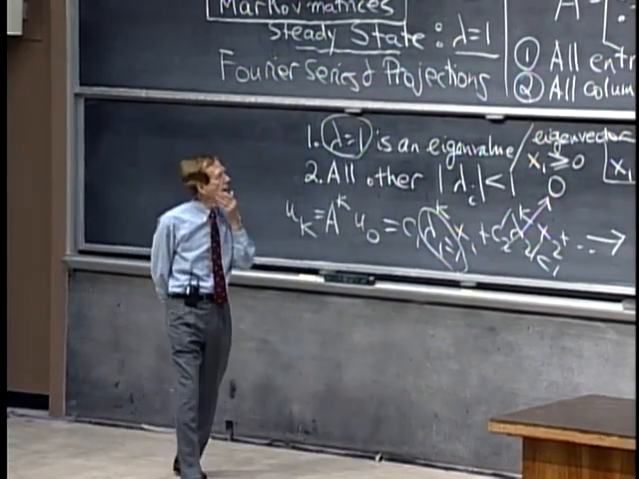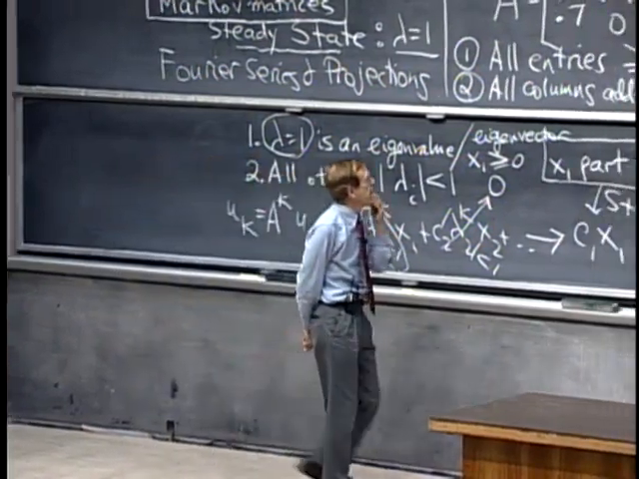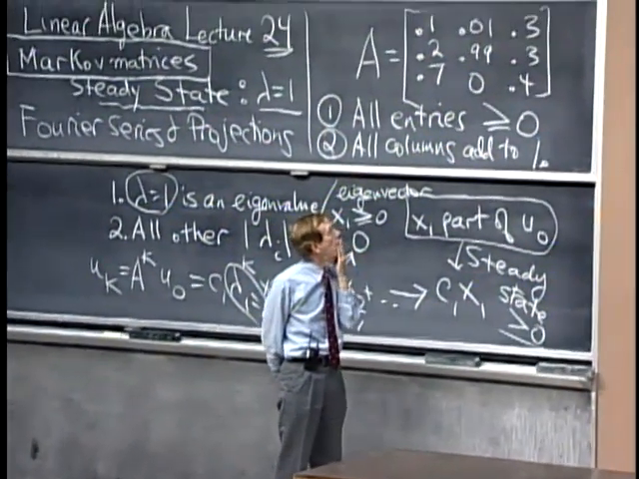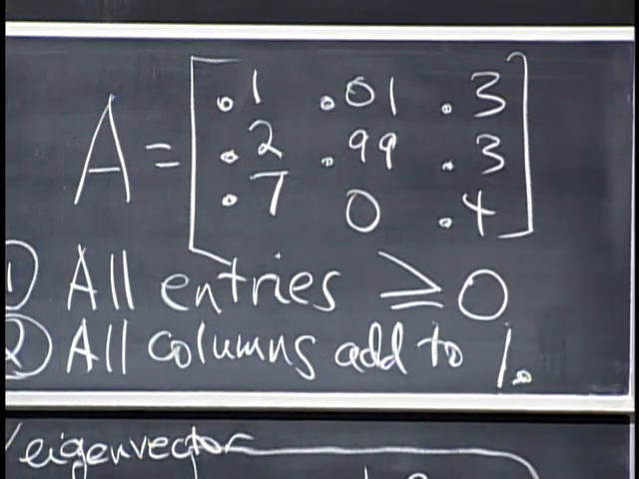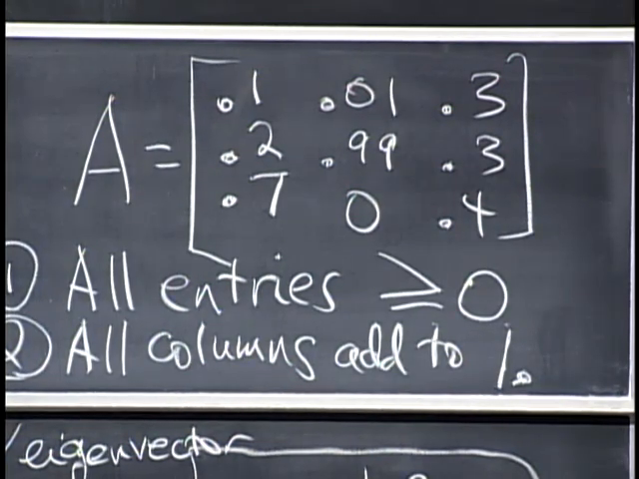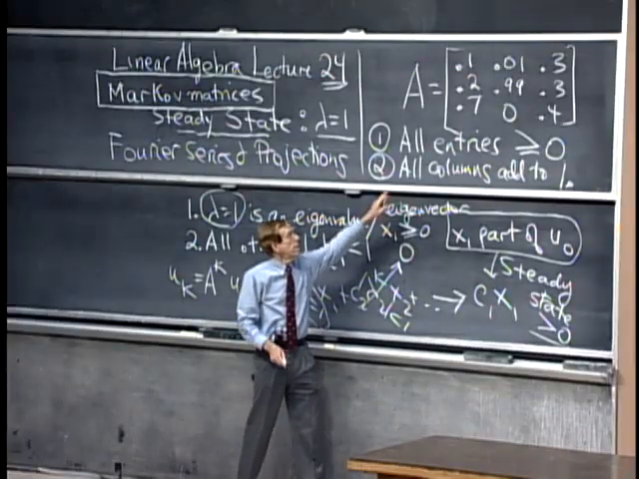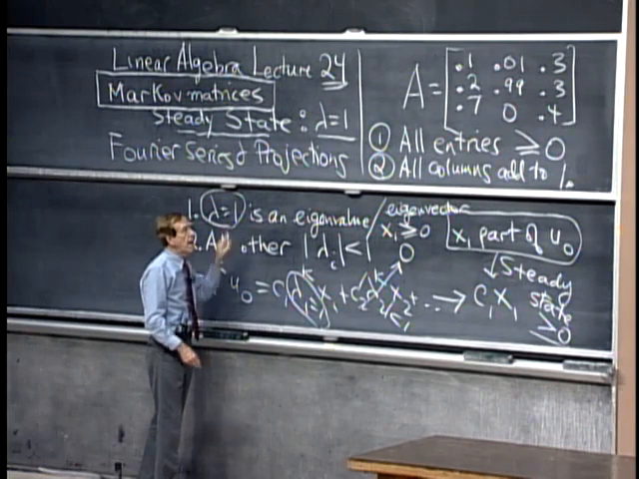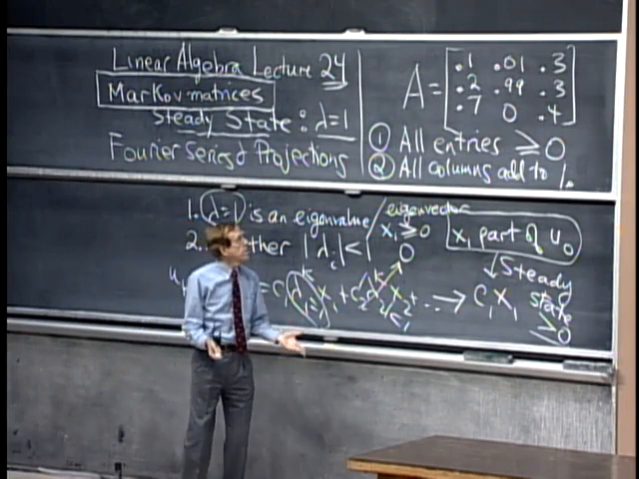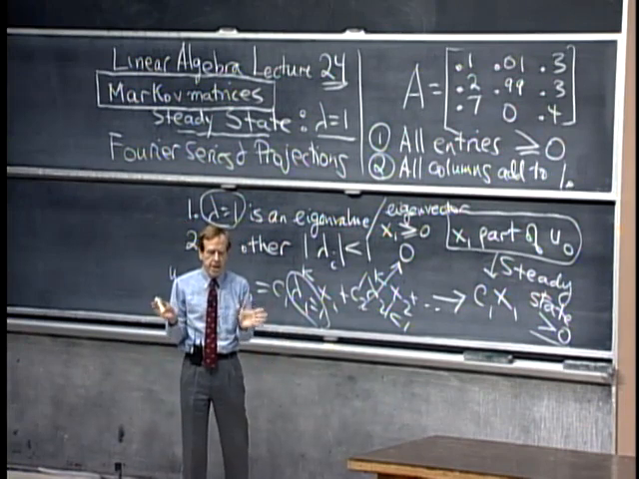How can I look at that matrix? So that was just an example. How could I be sure? How can I see that a matrix, if the columns add to 1, this property means that lambda equal 1 is an eigenvalue. Okay, so let's just think that through.